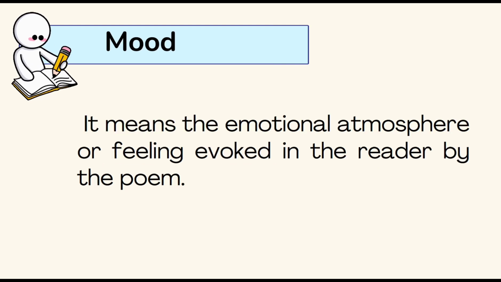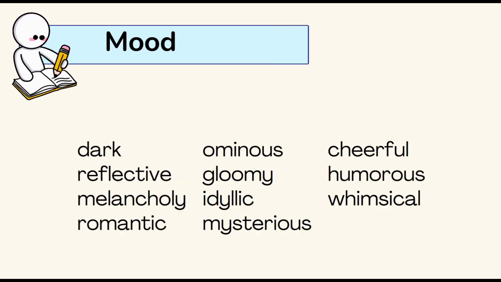Next literary device is mood. It means the emotional atmosphere or feeling evoked in the reader by the poem. Examples of mood in poetry are dark, ominous, cheerful, reflective, gloomy, humorous, melancholy, idyllic, whimsical, romantic, and mysterious.